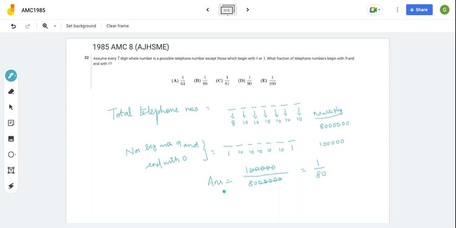So your final fraction will be 1 followed by 5 zeros divided by 8 followed by 6 zeros, which will give you an answer of 1 by 80. This is the fraction of telephone numbers which begin with a 9 and end with a 0. This is a combinatorics problem which you can solve using simple logic, simple counting methods. Going to the next one.